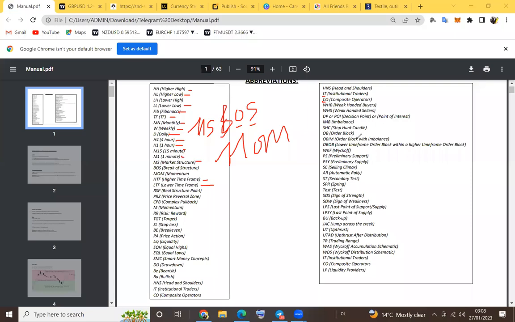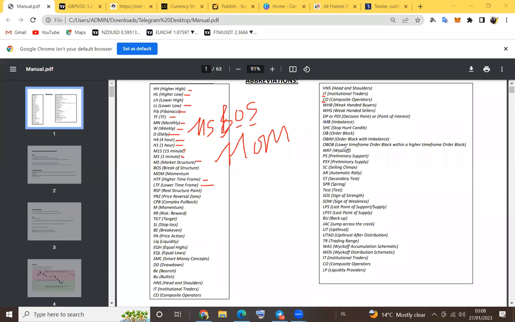OBIM means order block with imbalance. Listen, order block with imbalance is different from a normal order block. Some of you have been asking me in my chat what the meaning of this OBIM is. It means order block with imbalance. OB means a lower time frame order block within a higher time frame order block. When you are doing refinement of an order block, you have an order block inside another order block.